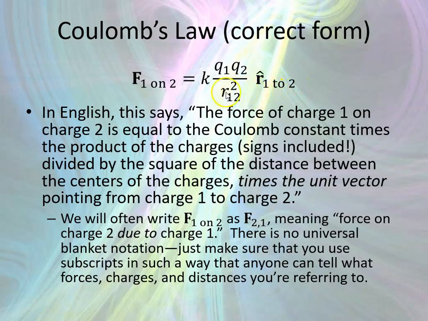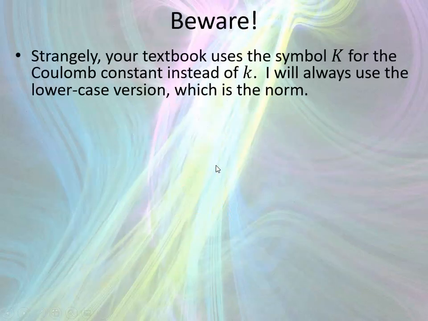Now, a lot of times we will state this as the force on charge 2 due to charge 1. In other words, F2,1, force on charge 2 due to charge 1, and then it would be r hat of 2,1. That's another common way of doing this, so just keep that in mind. That's how I will often write my notation, but both methods are ones that you will see in physics textbooks.